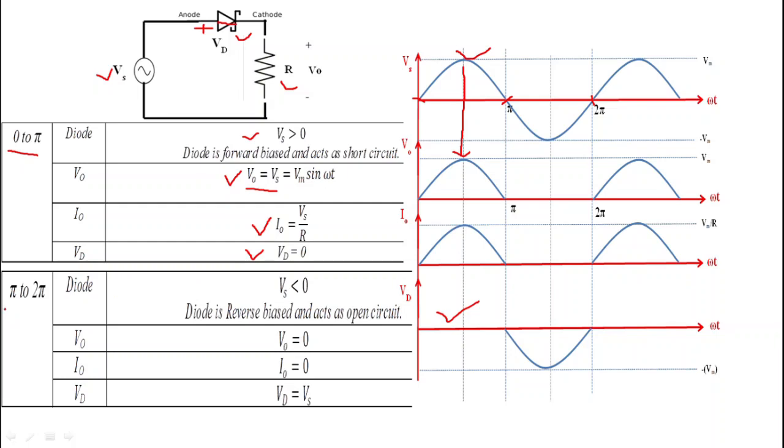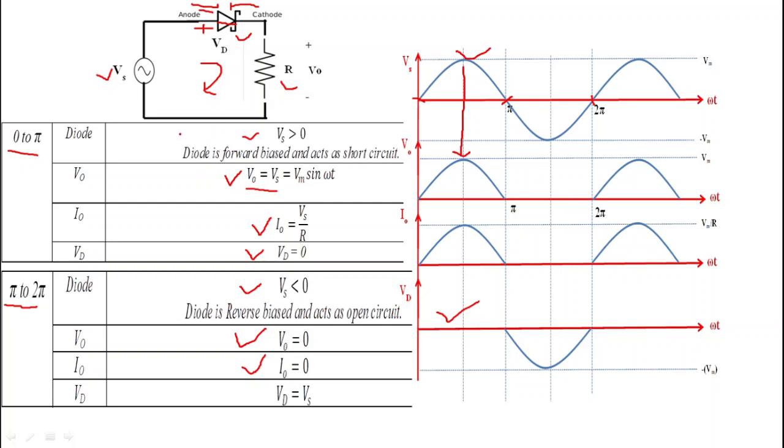Now what happens from pi to 2 pi? From pi to 2 pi, the polarity of the sinusoidal voltage reverses. When this polarity reverses, negative potential is applied to the anode of this diode, and the diode will act as an open circuit. When this diode is open circuit, then what happens? No current will flow in this circuit. So we get I0 equal to 0, and we know that V0 is equal to I0 into R. That's why we get output voltage equal to 0.